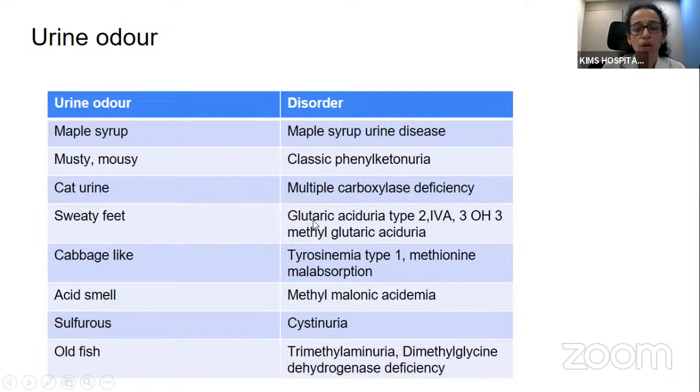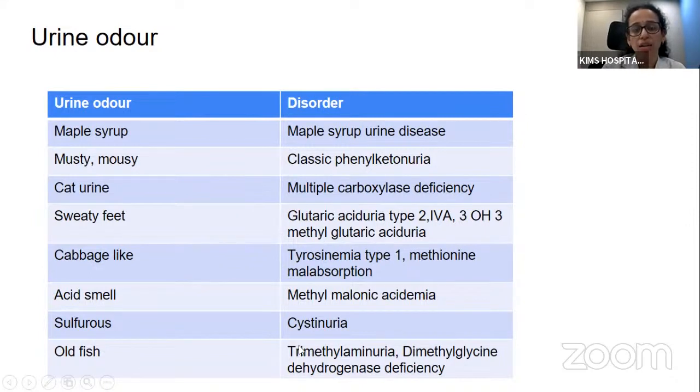Sweaty feet odor in glutaric aciduria type 2, isovaleric acidemia, 3-hydroxymethyl glutaric aciduria, and cabbage-like odor is seen in tyrosinemia type 1 and methionine malabsorption. Acid smell is seen in methylmalonic acidemia. Sulfur-like odor is seen in cystinuria. Old fish-like odor is seen in trimethylaminuria, dimethylglycine dehydrogenase deficiency.